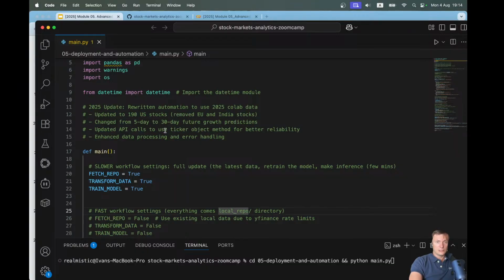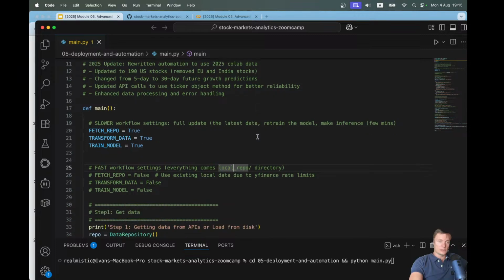Changed from 5-day predictions to 30-day predictions, updated API calls, so you might have seen that same Yahoo Finance library can be called via different methods, and I had to change the base call for the data because the data frame that it started to return became different, so it had a multi-index and it's not very convenient to work with.